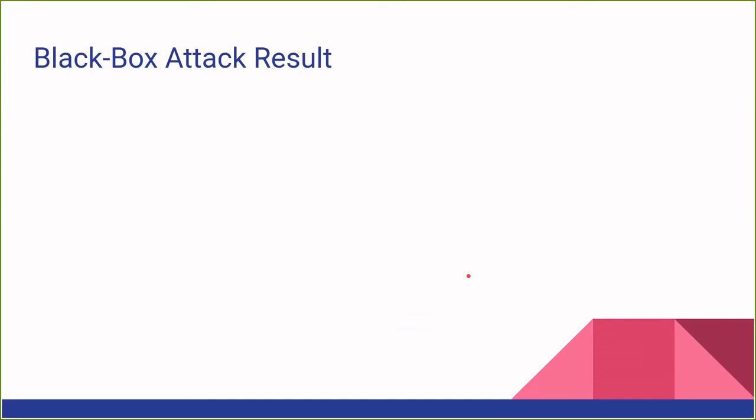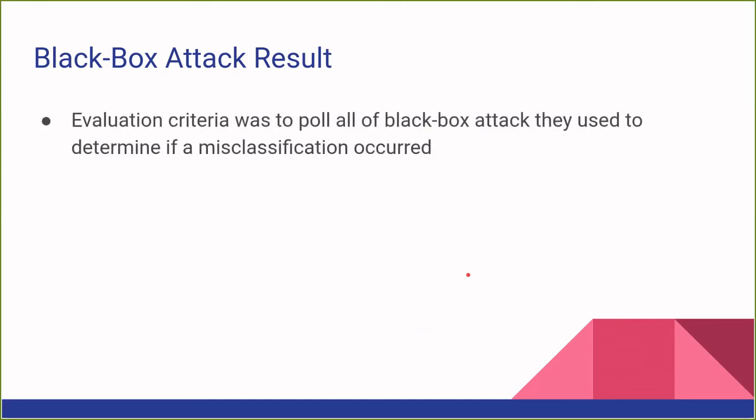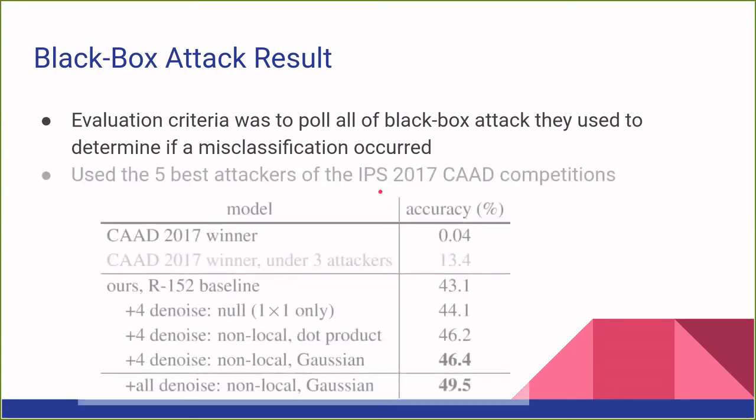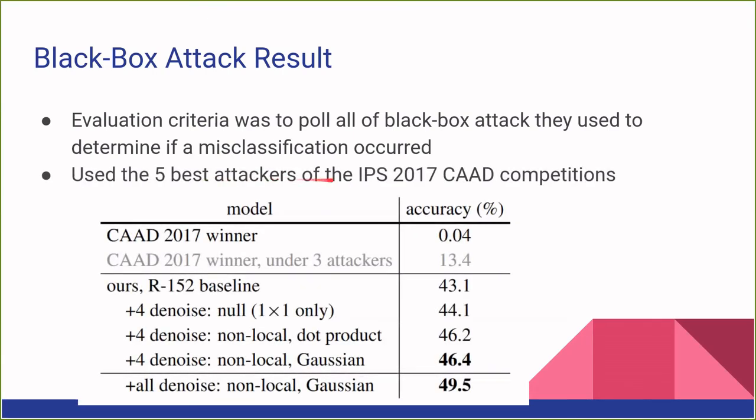So the next comparison they did was a black box attack. The evaluation criteria that they used was to pool all the black box attacks that they use and determine if the misclassification occurs. So they used the 5 best attacks from the NIPS 2017 CAD competition. When compared to the winner of that competition, it only had 0.044% when comparing all five attacks. But when they did 3 or under, it had 13.4.